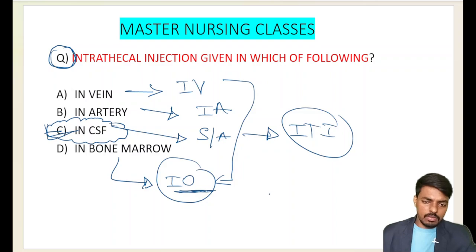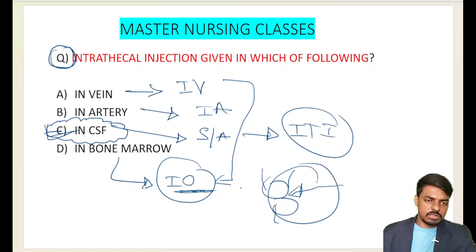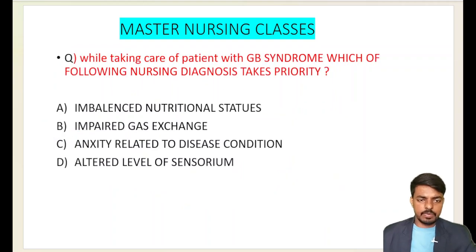If you are giving the injection inside the joints, inside the two bone joints, that is intra-articular, we will say. We will discuss this in the route of medication administration. So here is the answer for this question. Intrathecal injection is given inside the subarachnoid space or in the CSF. So that is the answer for your question.